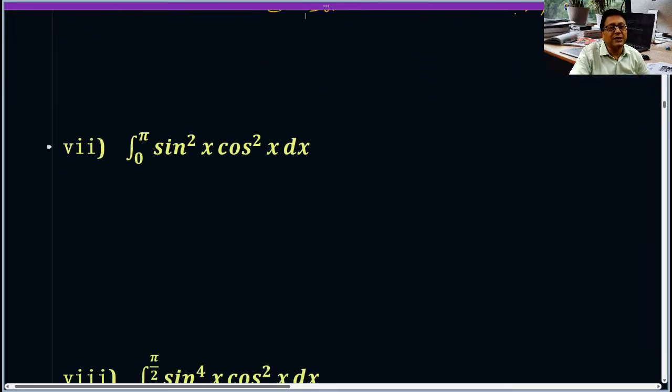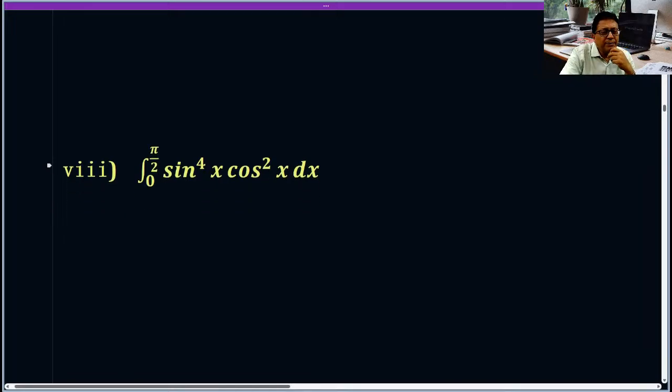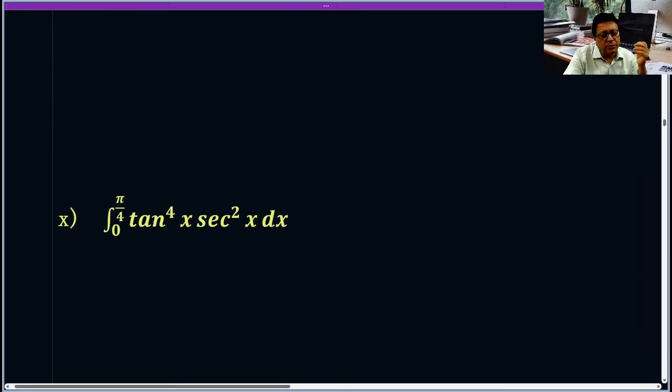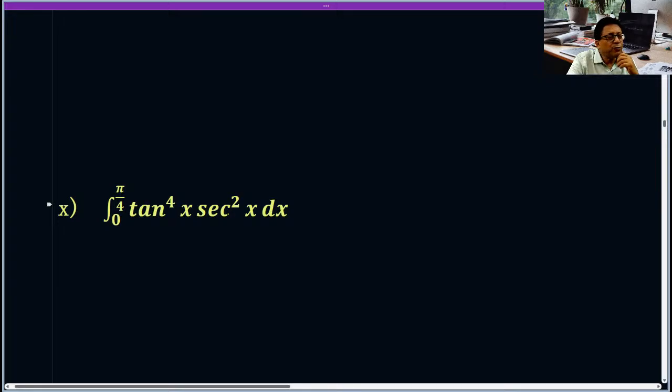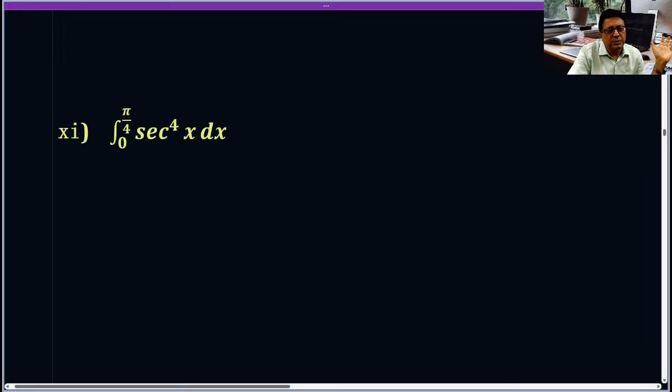Go for the next one. Sin square, I hope this one you can do. Sin square x, after my turn, you will start to do this one. Number 7 is your work. Number 8 is also your work. Number 9, sin x equal to z you put. Then you change the limit, your work. Tan 4 sec square x is very easy. Take tan x as z. Then z to the power 4 dz, you can finish this also.